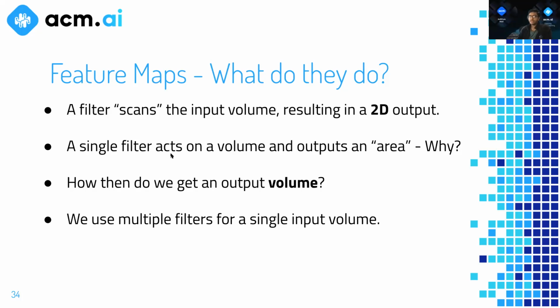So how then do we get an output volume? That's where the application of multiple filters comes in. Applying one filter will give you one feature map, which is the output that you get. Applying multiple filters means you get multiple feature maps, and these feature maps are stacked on top of each other to essentially get this output volume.